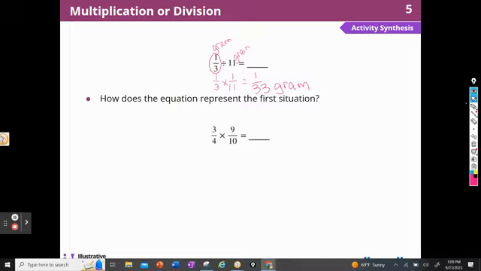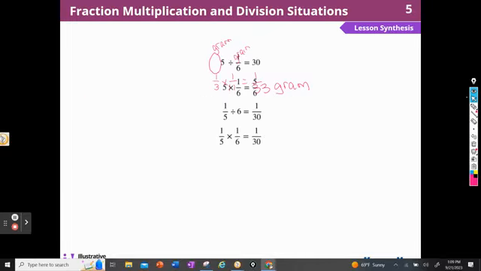How does that represent the situation? So 3/4 was how far she ran, and we knew we had to multiply across, and so we got that answer.